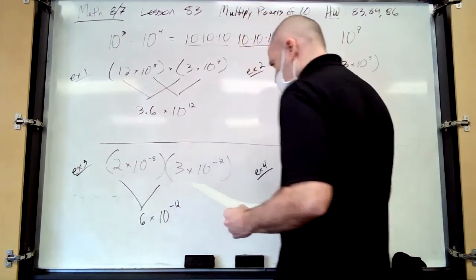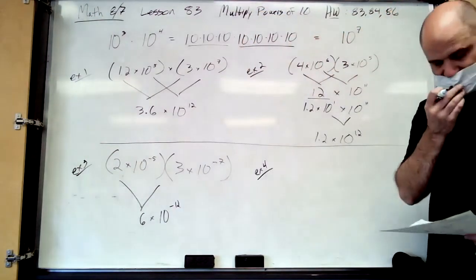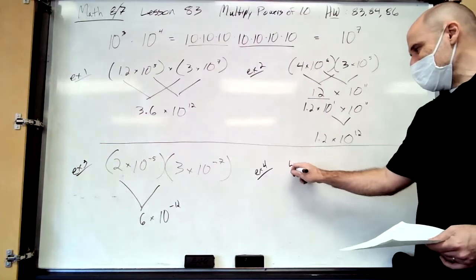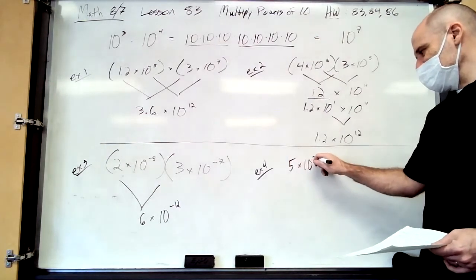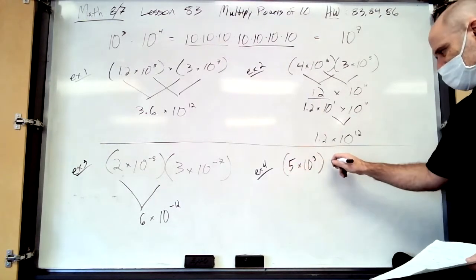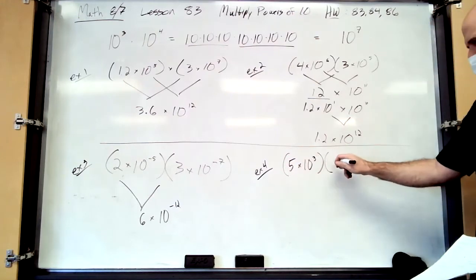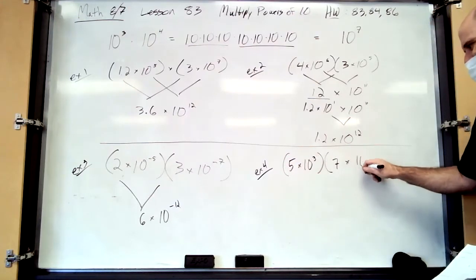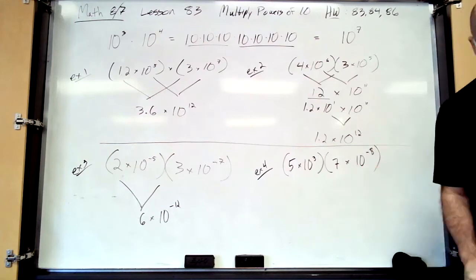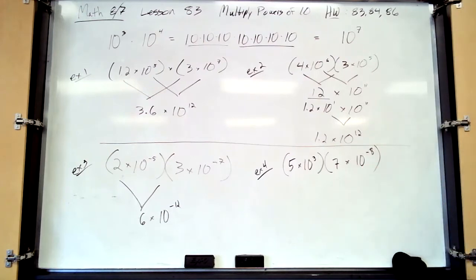Ready? Here's example 4. And I'm going to say this out loud just in case I'm blocking your vision. So 5 times 10 to the third, all times 7 times 10 to the negative 8th. Negative 8.